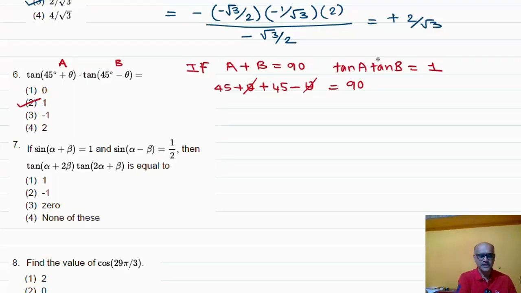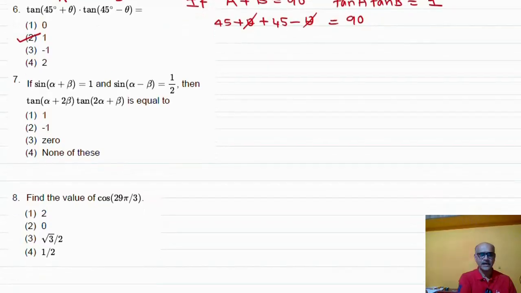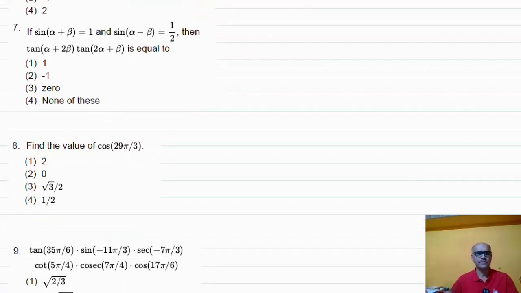Clear? Next, the seventh one. Sin of alpha plus beta is equal to 1 and sin of alpha minus beta is equal to 1 by 2, it asks. Now sin of alpha plus beta is 1. Sin is 1 when the angle is 90 degrees, so alpha plus beta is equal to 90. Sin value 1 by 2 is when the angle is 30, so alpha minus beta is equal to 30 degrees. Now if you solve this, you will get alpha and beta, then substitute in the given expression.